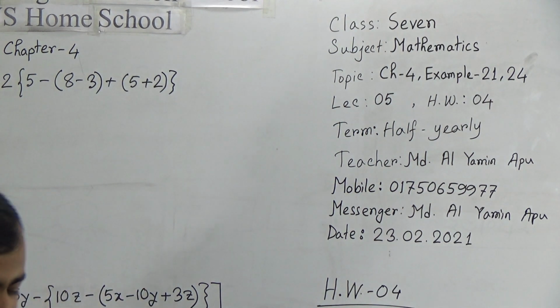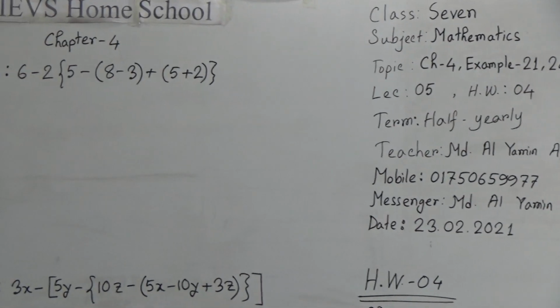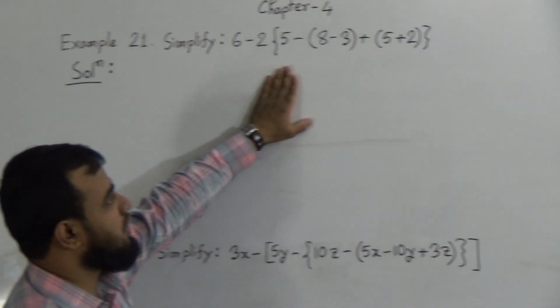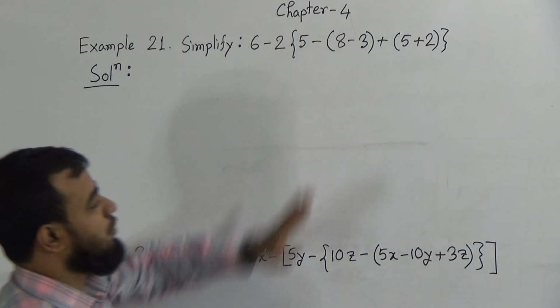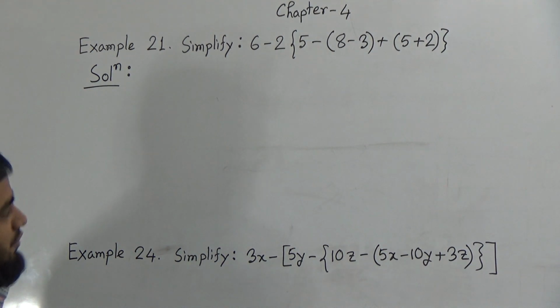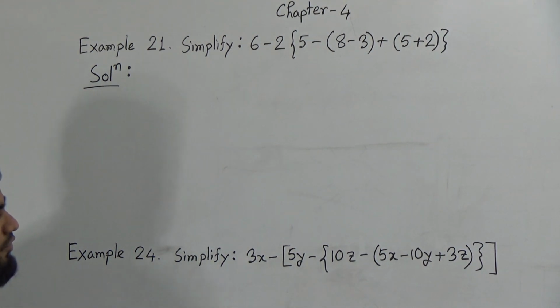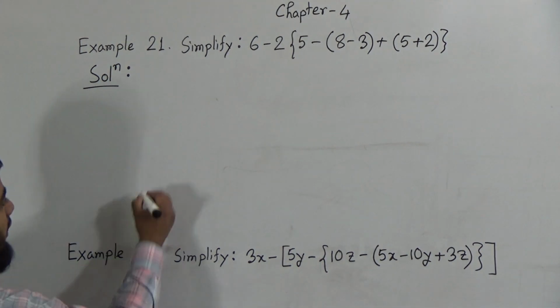Question number 21 is simplify this one. That means we need to simplify this one. For simplifying this one, we need to know the rules of simplification. What are the rules of simplification? The rule of simplification is the BODMAS way. Okay, the BODMAS way. I am writing this one.